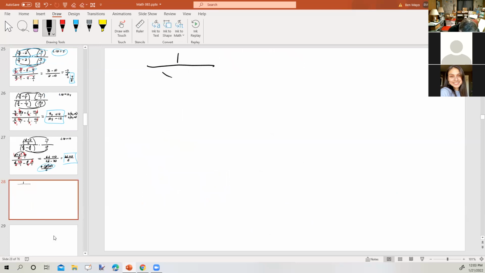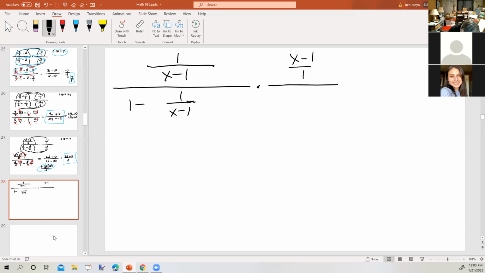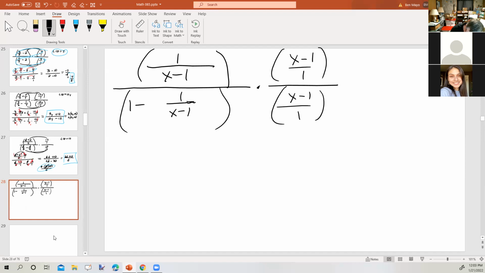1 over x minus 1 all over 1 minus 1 over x minus 1. I know, just when you thought you'd had enough, he makes things even more complicated. So my least common denominator here is x minus 1. So I'm going to multiply by x minus 1 over x minus 1. And I'm going to distribute. I'm going to multiply here, and here, and here.